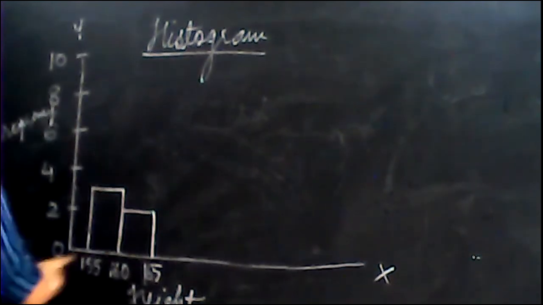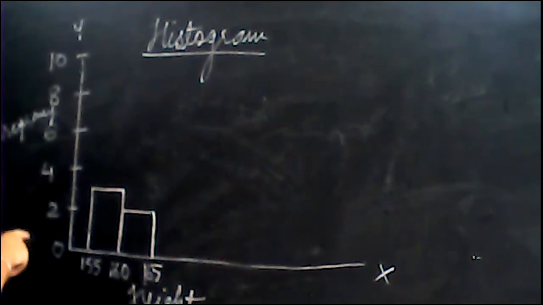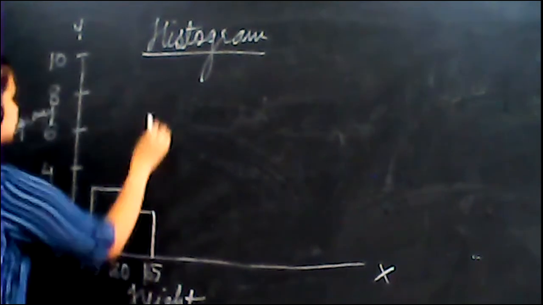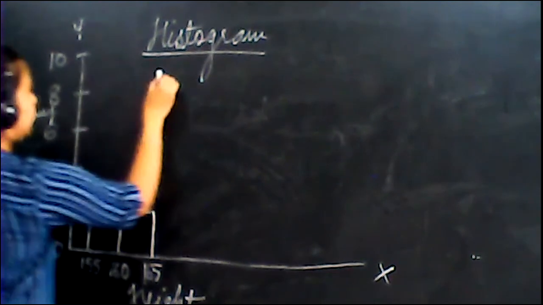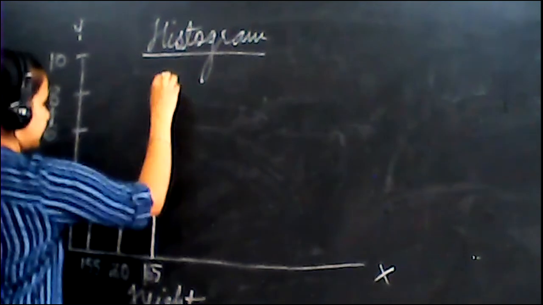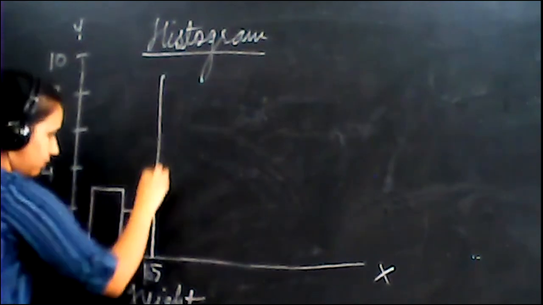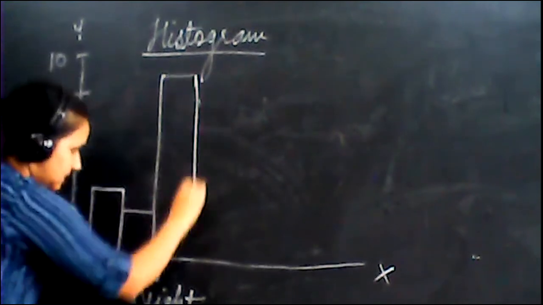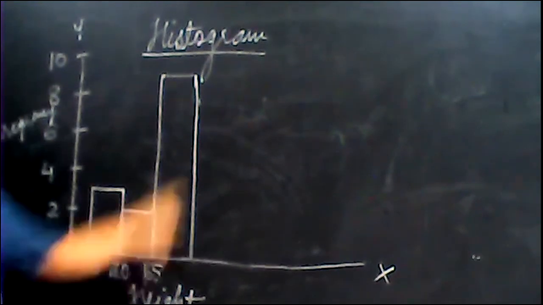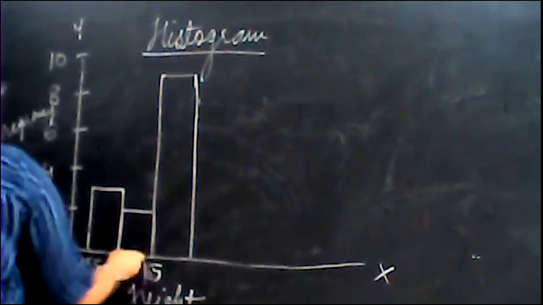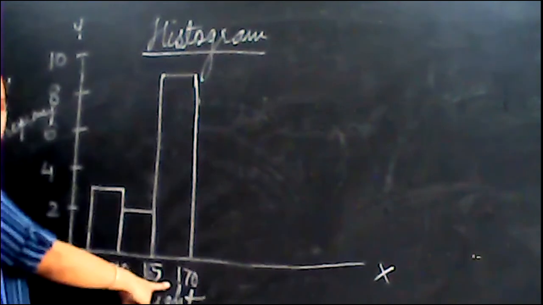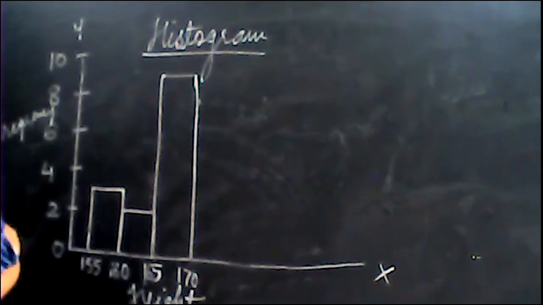165. Now the next interval is 165 to 170, that is 9. The next is 9. It can be here, right? So we will mark this like this, right? This is 165 to 170, right?